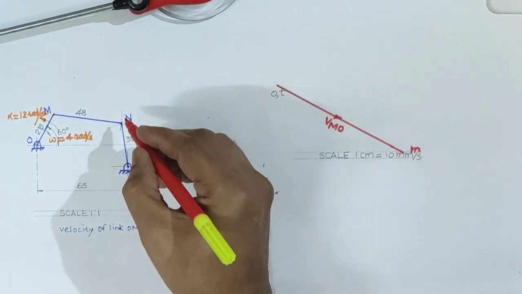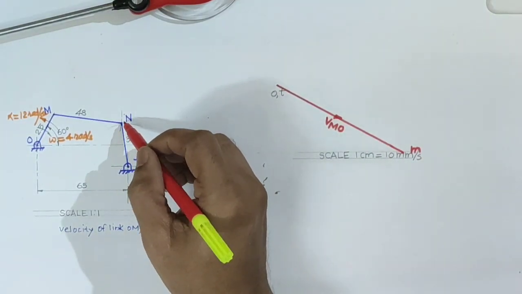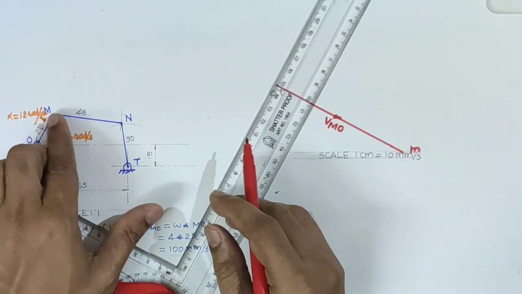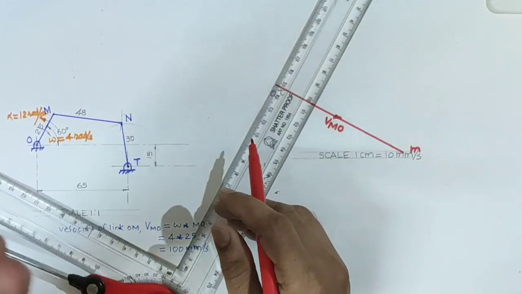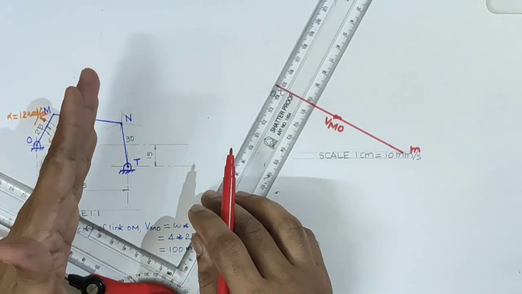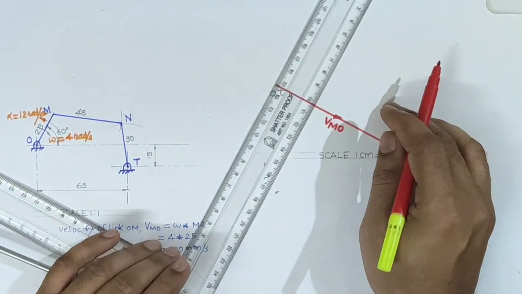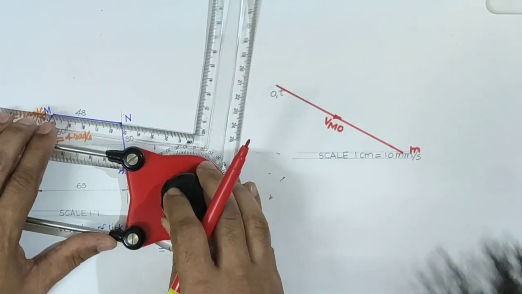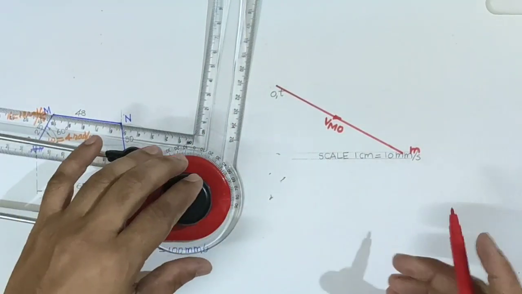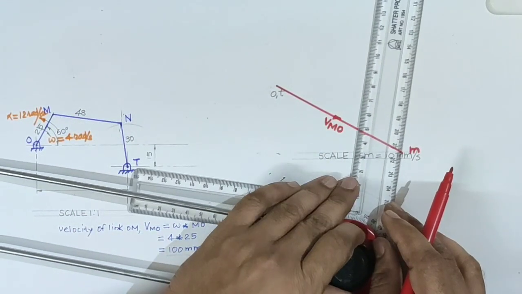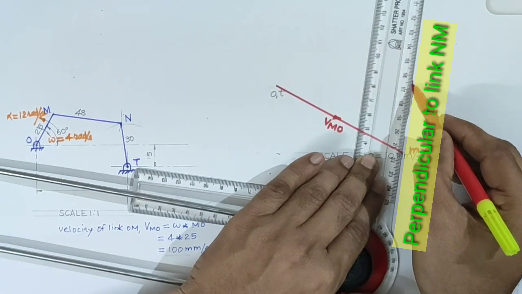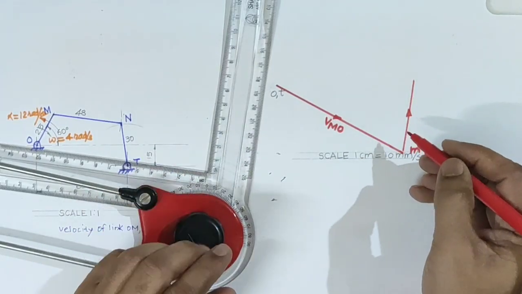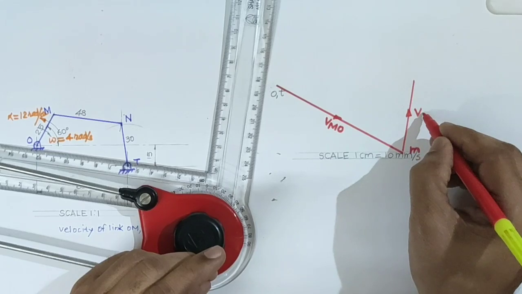Now to get this point n, the corresponding point in the velocity diagram, the directions of velocity of mn and nt are known, which are perpendicular to these links, but the magnitudes are not known. Just by drawing perpendicular lines to mn and nt, we will get the third point n in the velocity diagram. First we shall draw the line perpendicular to link mn. Its direction is known, but magnitude is not known. Along this line we will get V_NM.